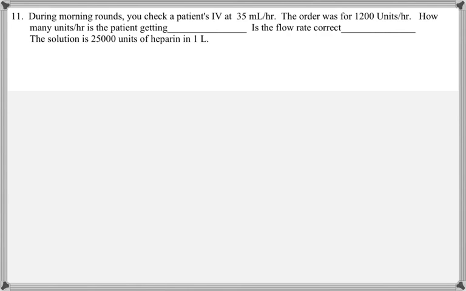So the patient is actually getting 35 milliliters per hour, and they're supposed to be getting 1,200 units per hour. So I need to convert the 35 mLs per hour to units per hour, and then compare that answer with the 1,200. So I'm going to use the solution strength to convert this.